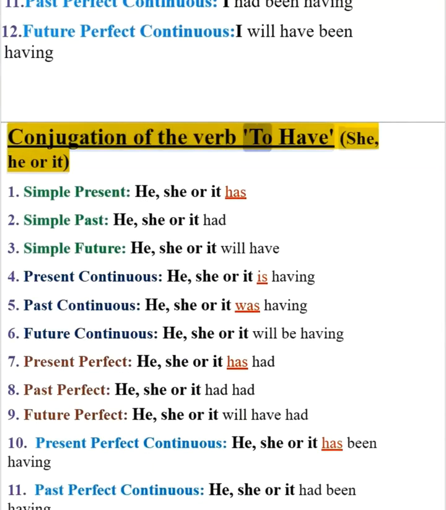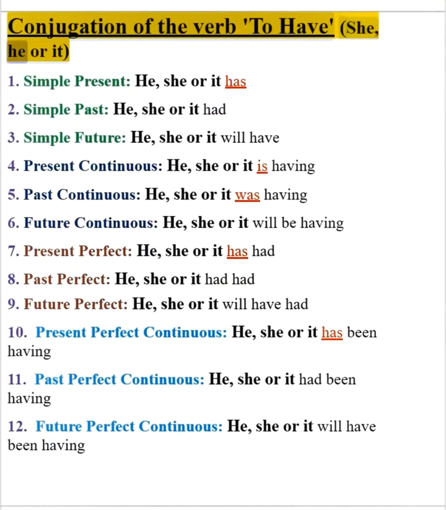Conjugation of the verb to have. She, he or it. 1. Simple present, he, she or it has. 2. Simple past, he, she or it had.